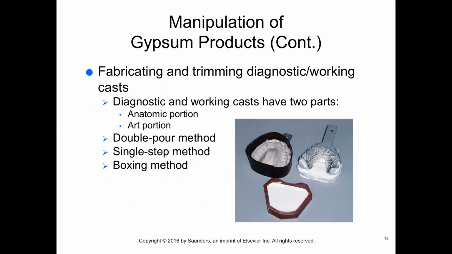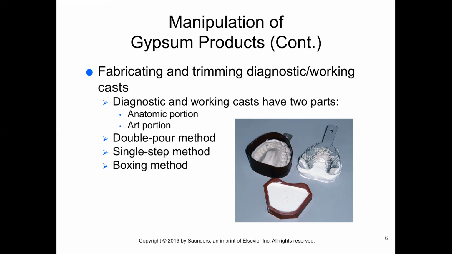The diagnostic and working cast have two parts: the anatomical portion that replicates the hard and soft structures, and the art portion that aids in handling and articulating the cast. The anatomic portion is poured by vibrating small increments of flowable gypsum into the impression. The mixture should be poured slowly in small increments under vibration and allowed to flow from one tooth impression to the next, pushing out air ahead of itself as it fills the entire impression. This will eliminate air voids.